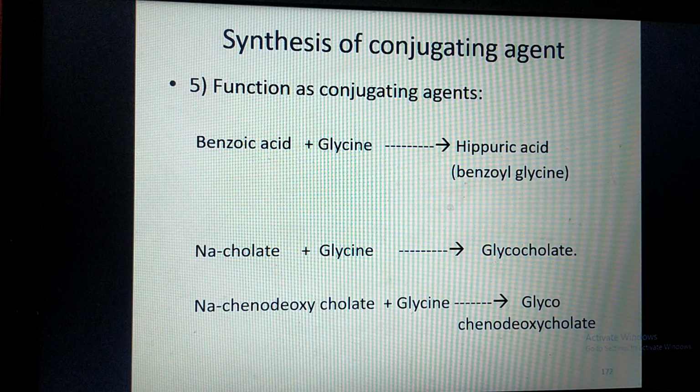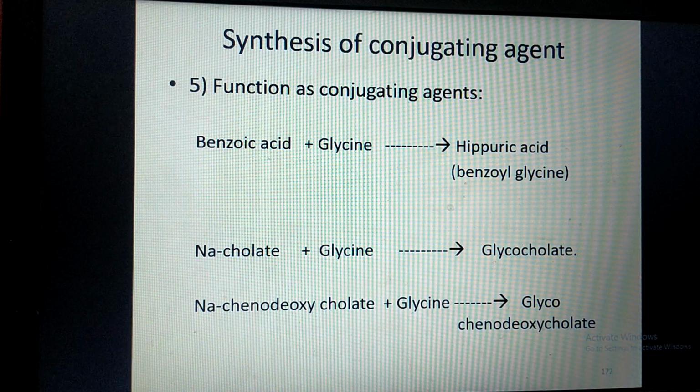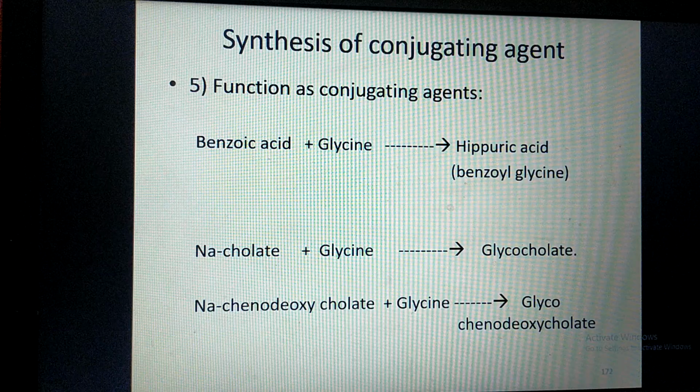When glycine combines with sodium cholate, it forms glycocholate, and due to addition of glycine, glycocholate becomes more soluble. Next is sodium chenodeoxycholate, which is also a bile salt and partly soluble in water. Therefore, it combines with glycine to form glycochenodeoxycholate, which becomes a more soluble bile salt, and therefore it is easily excreted through the bile.